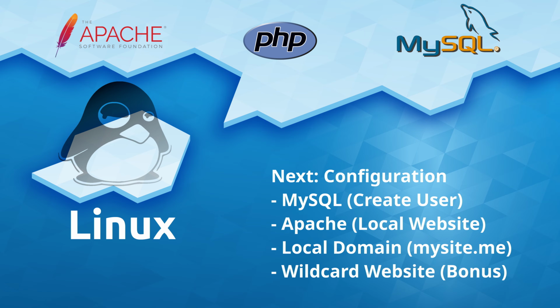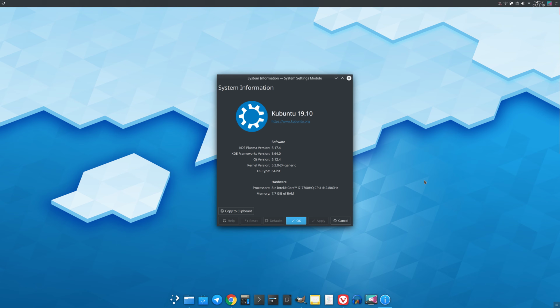More specifically, we are gonna see how to create a local MySQL user and how to create a separate website with Apache and give it a local domain name from hosts. And also, if you are interested, how to make it work with wildcard subdomains, if that's something you want. As you can see, I am using Kubuntu 19.10, so KDE.